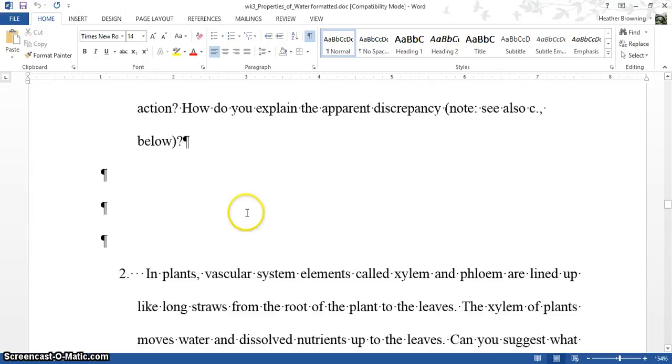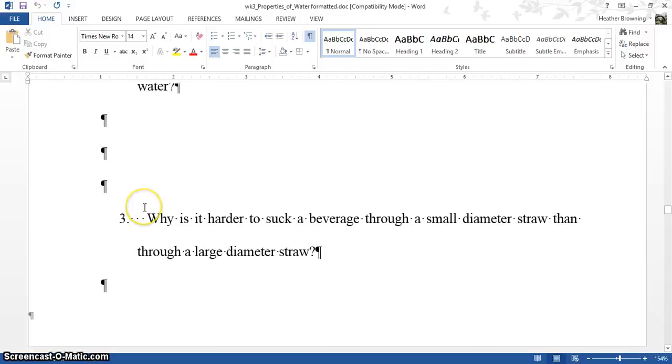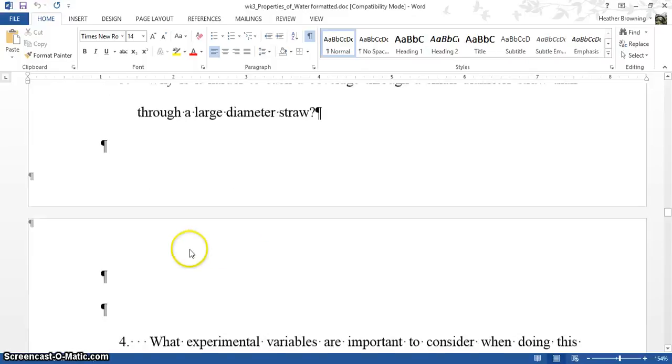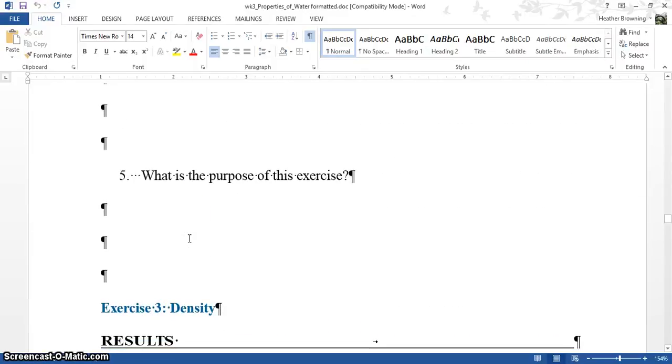And then counter it. In plants, they have this. Didn't just answer your question. I hate it when it does that. Is it harder to suck up a beverage through a small diameter straw or a large diameter straw? That sounds not so bad. And what was the purpose?